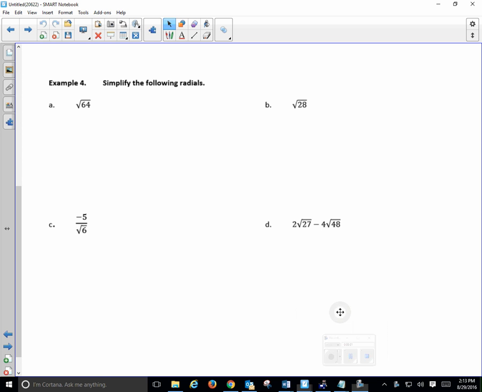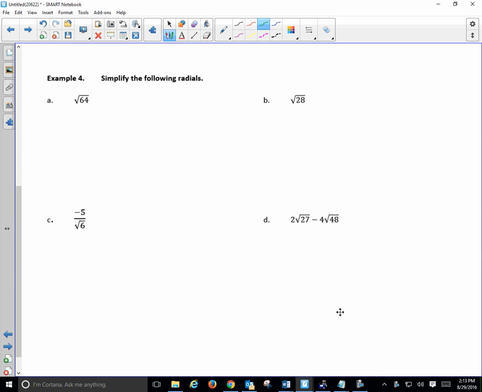So our goal today is to review square roots, radicals, as well as order of operations. So let's start by simplifying the radical. Can I take the square root of 64? It is 8. So I'm done. If that's a question on your test, please get it right.